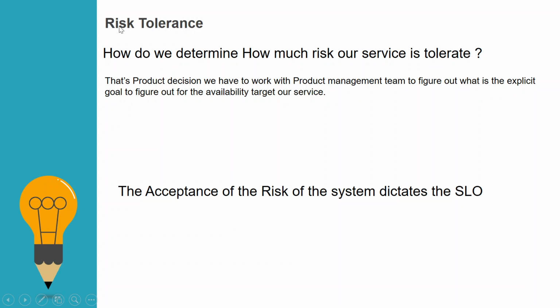So risk tolerance: how do we determine how much risk our service can tolerate? That's product design. We have to work with the product management team to figure out the explicit goal for the availability targets of a service. Before getting into any risk, we need to talk with our management, generally owners and business analysts, when we are developing new stuff. So how much risk can we tolerate? The acceptance of the risk of the system dictates the SLOs.